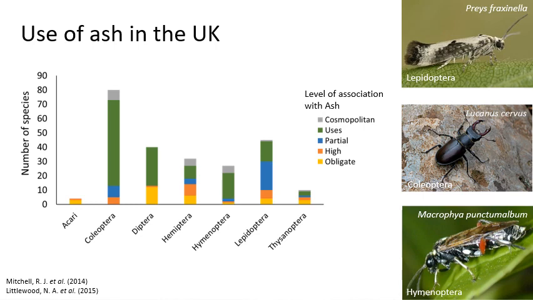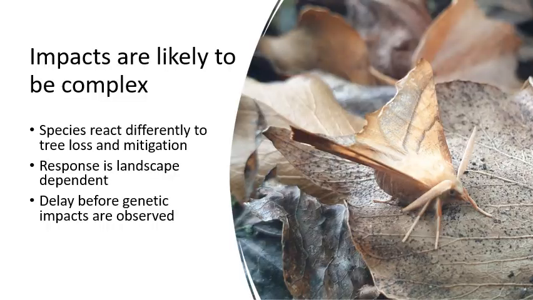For example, Prays fraxinella there, which is the ash bud moth, a species that I studied in one of my other chapters. Its life cycle is completely tied in with the ash tree. It mines leaves in the autumn, and it overwinters inside the bud. So this is a species that will be severely directly impacted by ash dieback. But unfortunately, we don't really know a lot about what the indirect impacts of ash dieback for connectivity are.